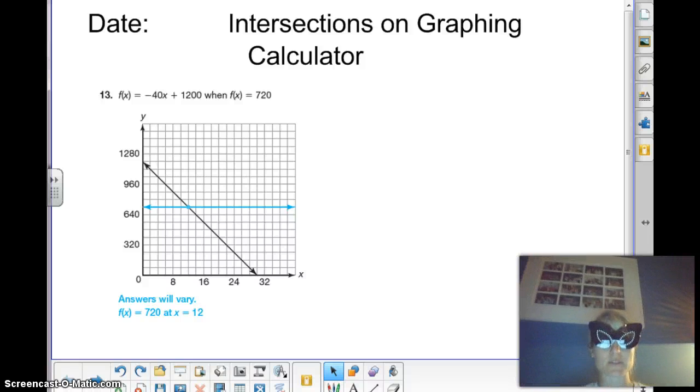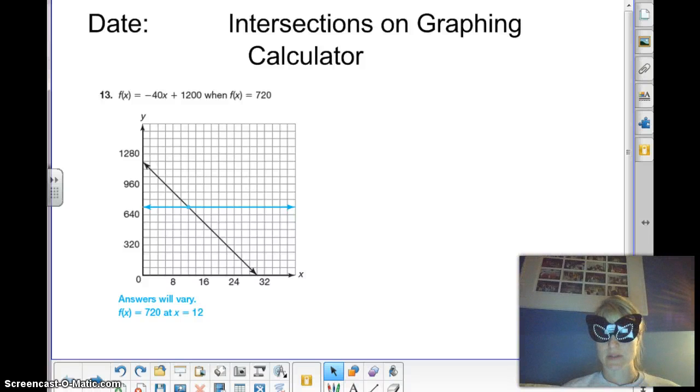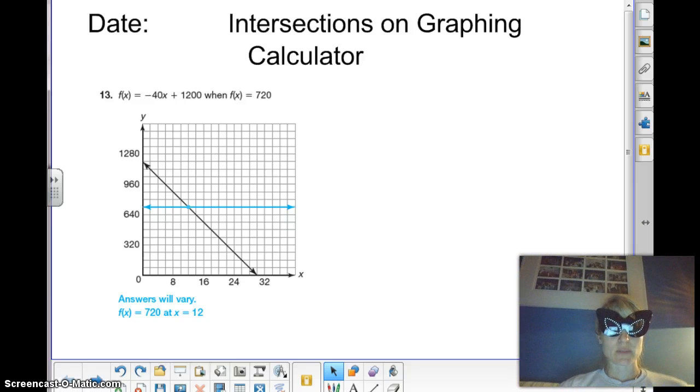Okay, so one of the features we're going to be using our calculator for is finding intersections of two lines. And we did this for our solution stations the other day. So make sure you have your date, and this is the intersections on the graphing calculator.